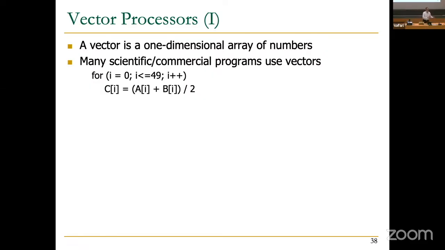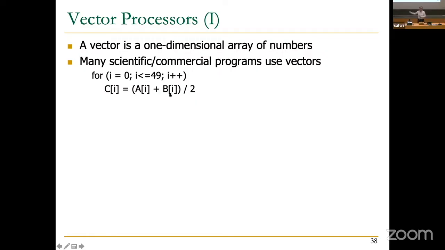That's why people have developed SIMD extensions that we're going to talk about at the end of this particular lecture. But let's look at this example. This example averages 2 vectors, right? It basically takes the element-wise average of 2 50-element vectors. A and B are both 50-element vectors.